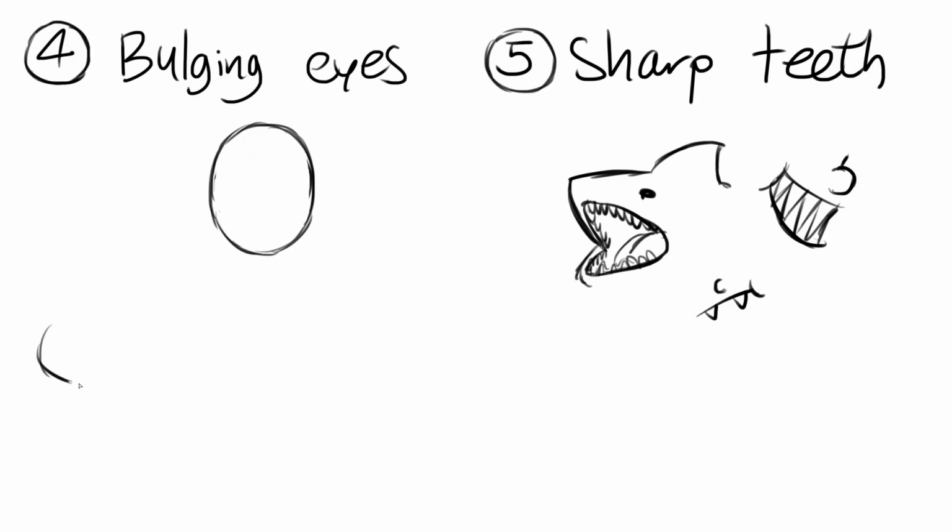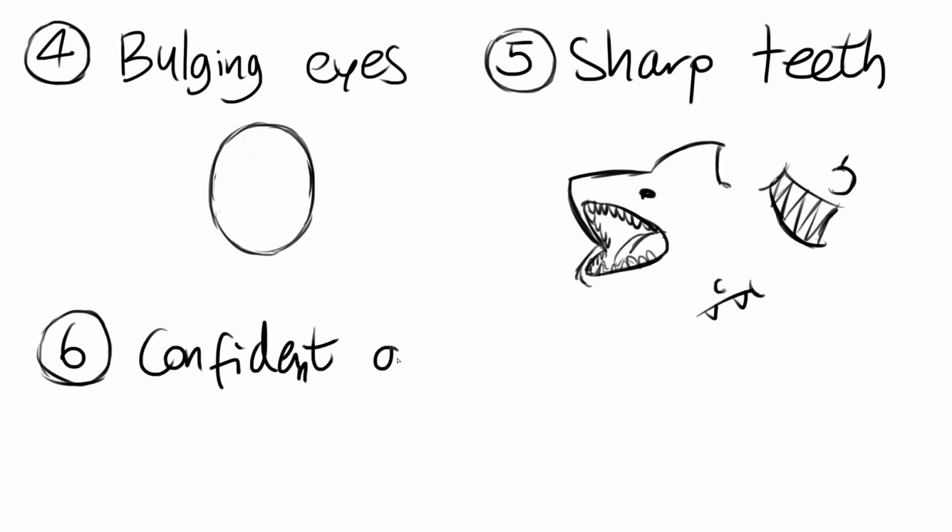So finally, number 6, do a little circle here. Number 6 is a confident grin. Okay, so a character that's kind of smiling at you.